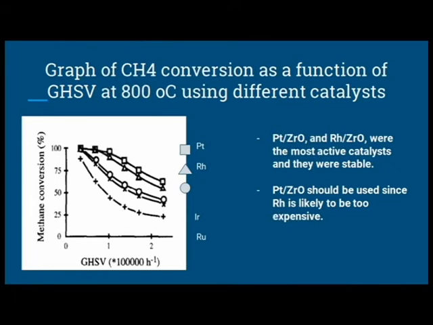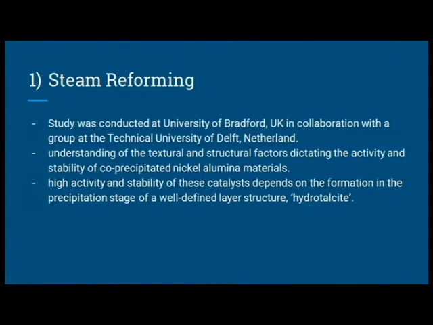Now you can see the graph of methane conversion as a function of GHSV at 800 degrees Celsius using different catalysts. As you can see from the graph, there are two metals that were the most active and the most stable catalysts, which are platinum zirconium dioxide and also rhodium zirconium dioxide. And platinum zirconium dioxide should be used since rhodium is likely to be too expensive a catalyst.